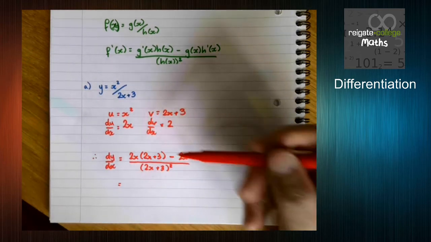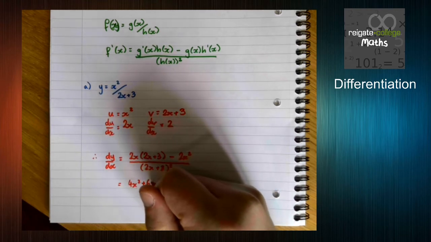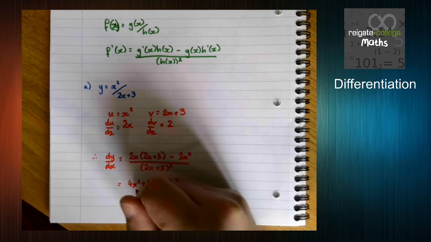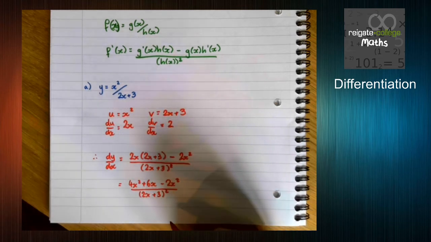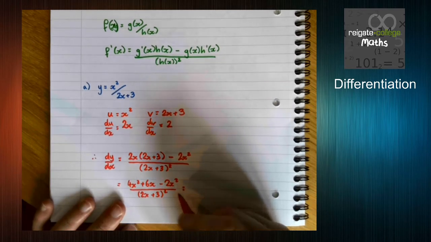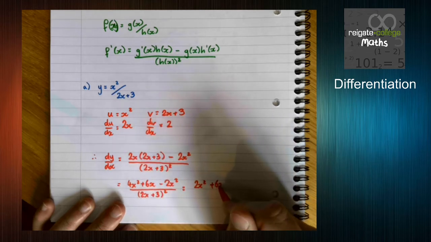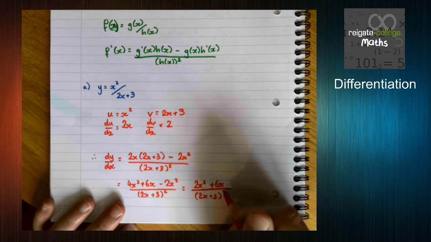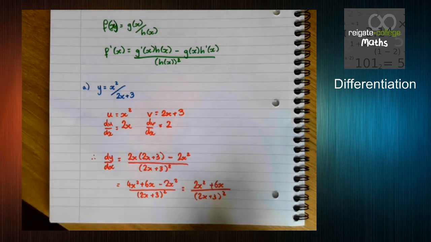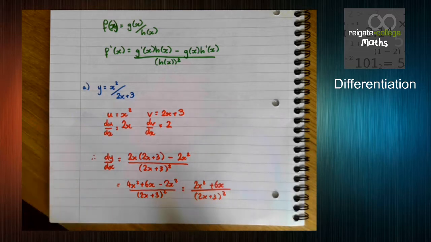So in this case, multiplying out the numerator, we get 4x squared plus 6x minus 2x squared over (2x plus 3) all squared. That's going to tidy up to 2x squared plus 6x over (2x plus 3) squared. Now, we can also then factorize the numerator to see if anything cancels, but if you look carefully, you can see that it's not going to. This is enough.